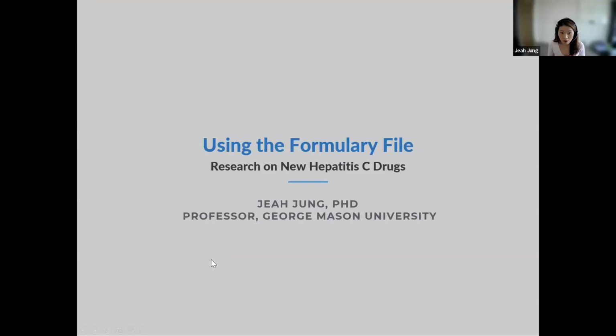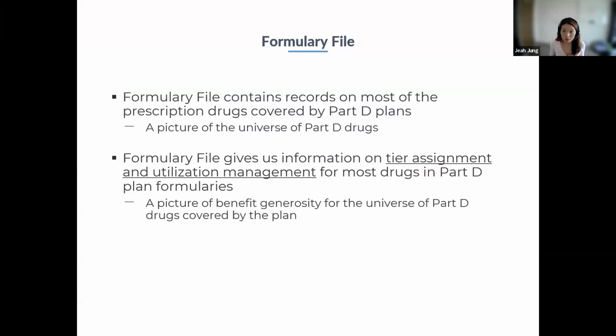Okay, so we're going to look at now how we can actually use this formulary file for our research. I'm going to use the example of new hepatitis C drugs. In summary, the formulary file gives us information on drug formulary, which means what drugs are covered, which tier each drug belongs to, and whether any utilization management tool is applied or not. It's not all drugs in PDF files, but I would say most of the drugs that you might be interested in will show up in this formulary file.